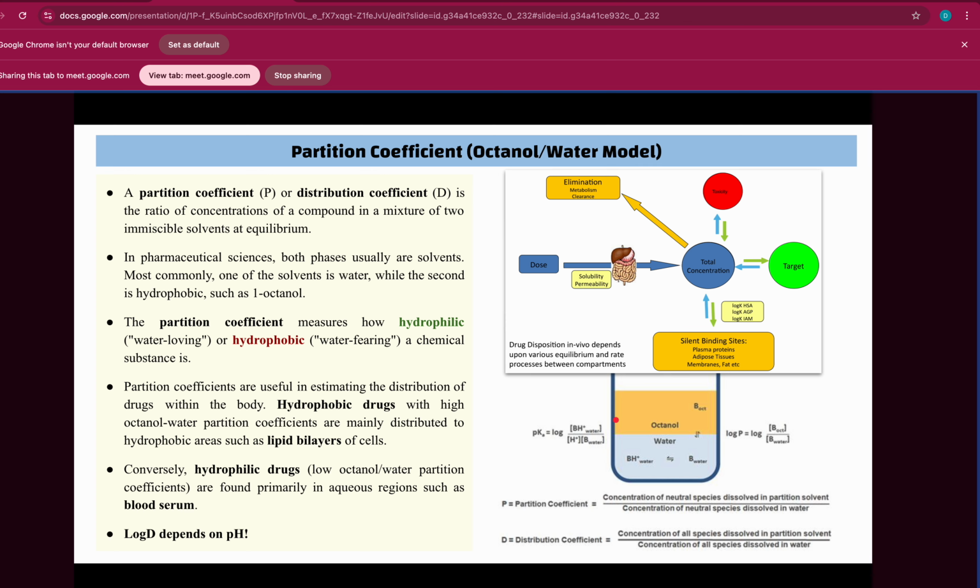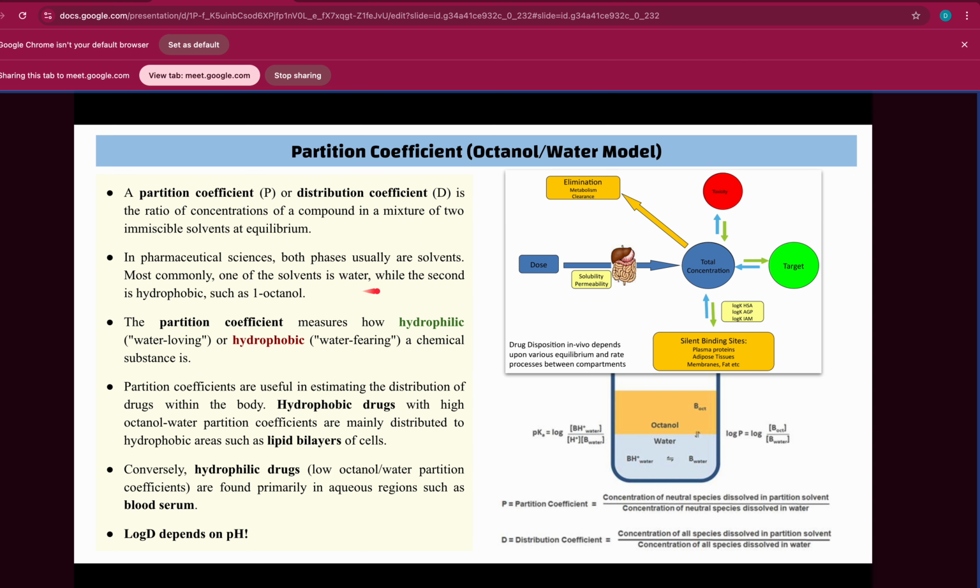Based on that, if you want your drug to reach the blood cells, then it must be hydrophilic. So this partition coefficient tells you whether your drug is hydrophobic or hydrophilic. It's the ratio of the concentration of a compound in a mixture of two immiscible solvents at equilibrium. Equilibrium is the time when the concentration of the drug, the normal drug, equals the concentration of its dissociated form.